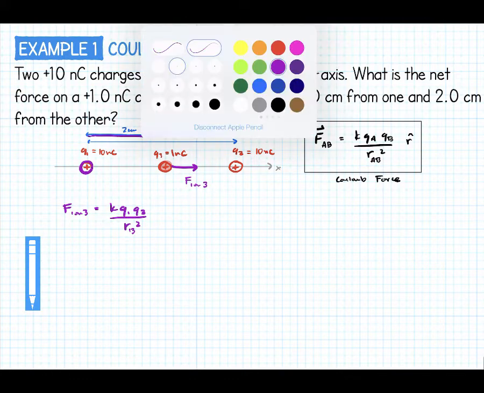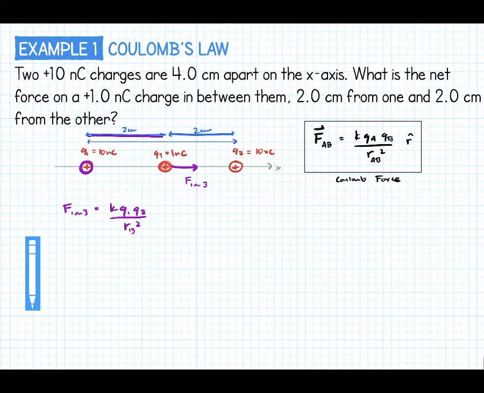Okay. Also, if you want to look at the force here, the force from this charge, Q2, on Q3 is F2 on 3. So the force from this charge on this charge is going to be F2 on 3. And so we can write that over here. We'll say F2 on 3 is K, Q2, Q3 over the distance between R2 and 3, which is still 2 centimeters squared. And we know that that's going to point to the left.